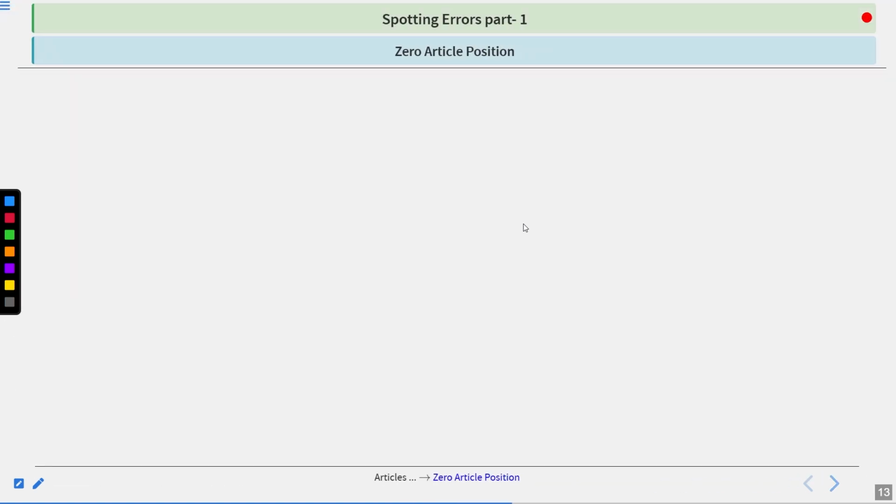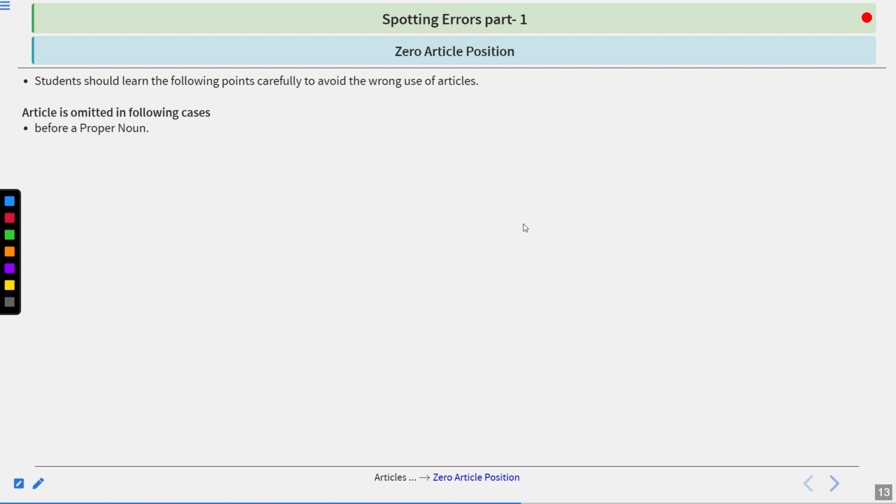Zero article position. Students should learn the following points carefully to avoid the wrong use of articles. Article is omitted in the following cases. Before a proper noun. Example: Akbar was a great king. Akbar is a proper noun. When an article is used before a proper noun, it becomes a common noun.